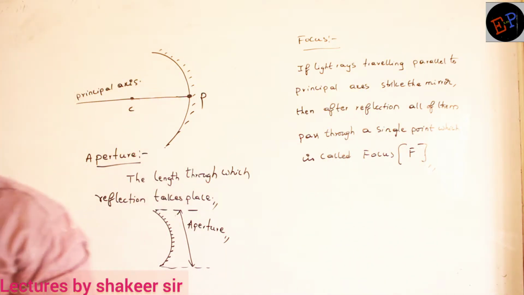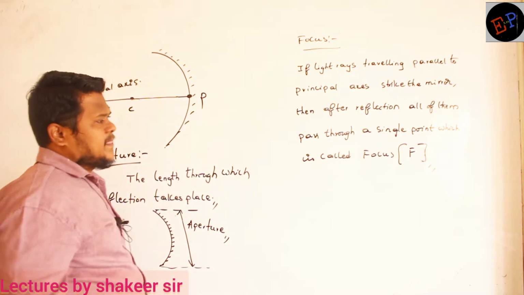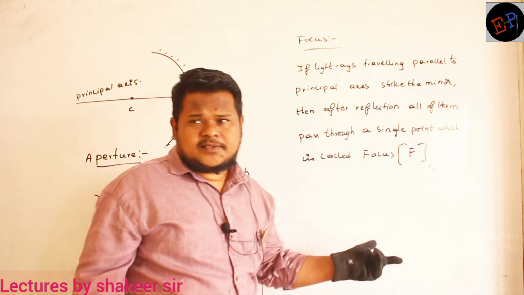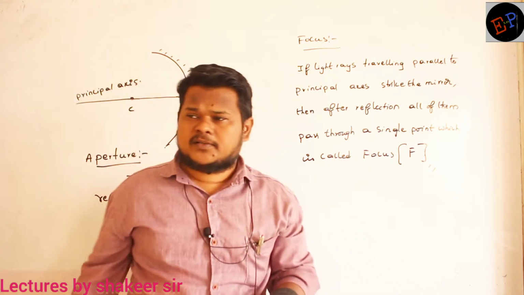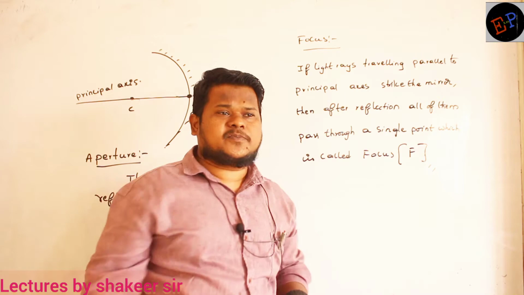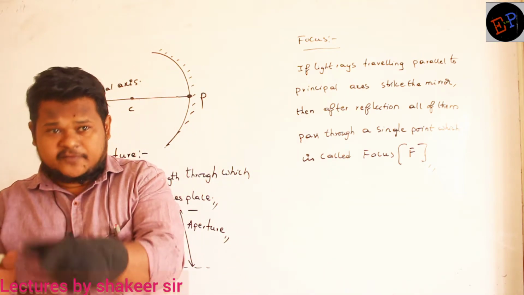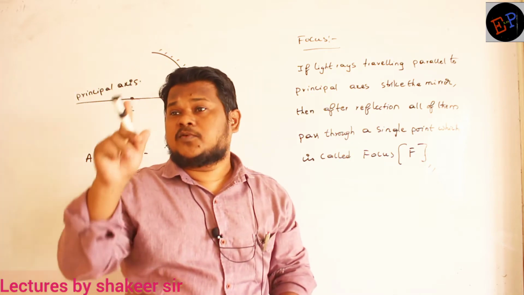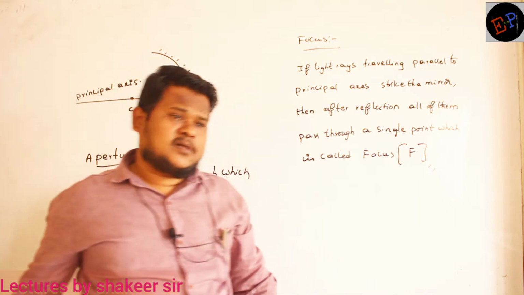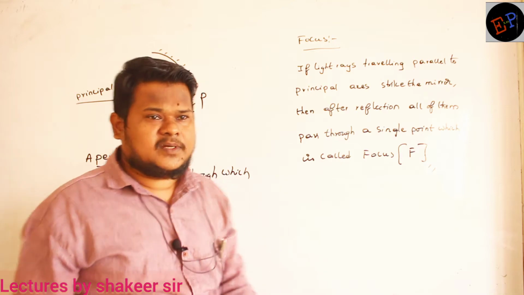Now can you say what is the meaning of the statement which we have written? How should light rays be falling on the mirror? They should be falling parallel to the principal axis. Then if they reflect, all of them will pass through only one point. That point is called the focus of the mirror. Are you able to understand?